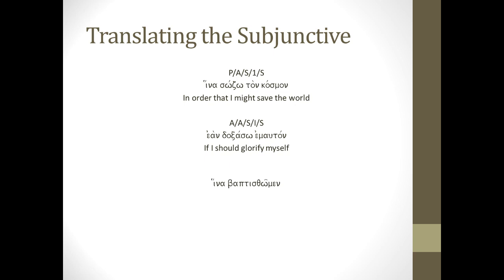Hina baptisthōmen. Now again, your hina, your red flag word, is your clue that you're dealing with a subjunctive in the sentence. Hina means in order that. Baptisthōmen, notice that we've got an omen, your lengthened ending that you're used to seeing with the subjunctive, but it is actually preceded by a theta suffix, which is your clue that you're dealing with the aorist passive. So I will parse this aorist passive subjunctive first person plural, hina baptisthōmen. And in this case we would translate it, in order that we might be baptized.